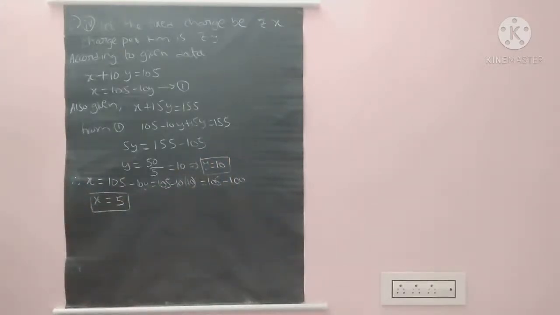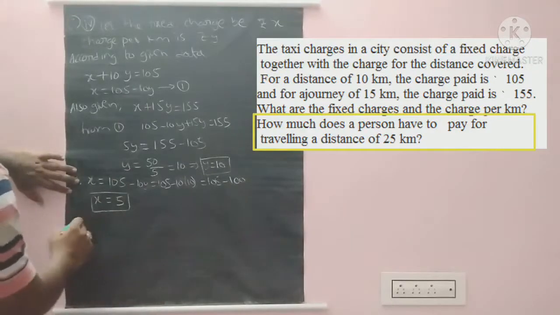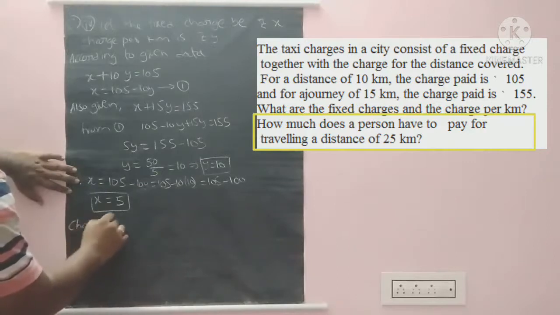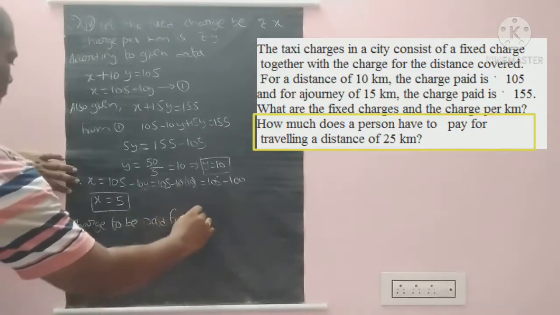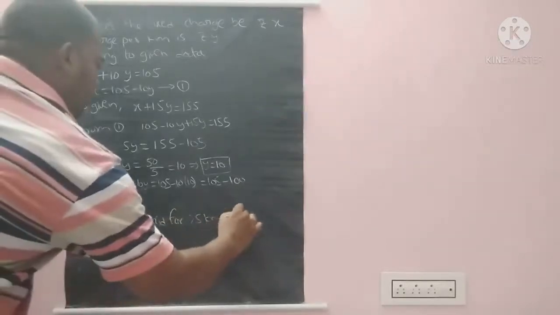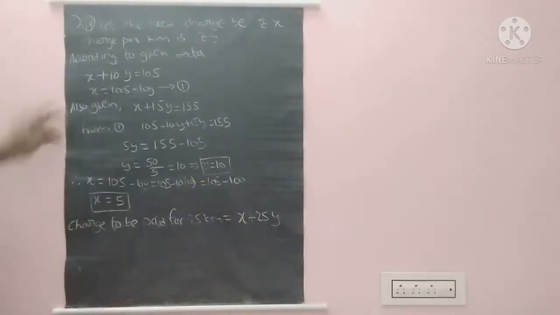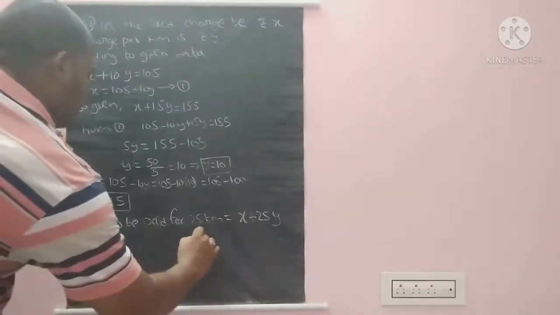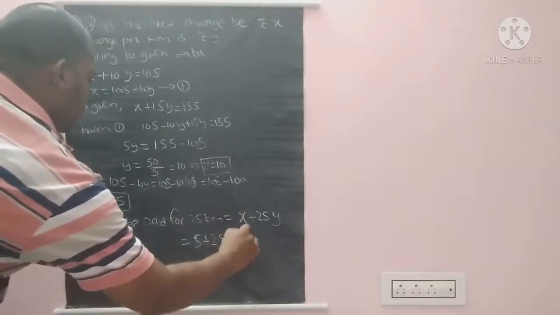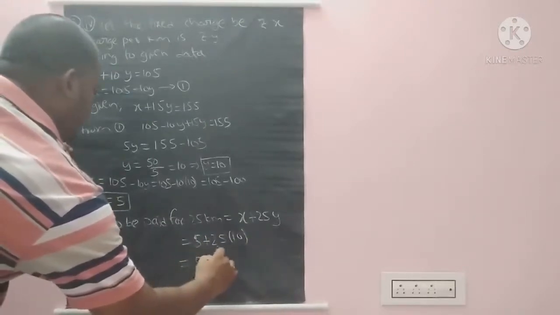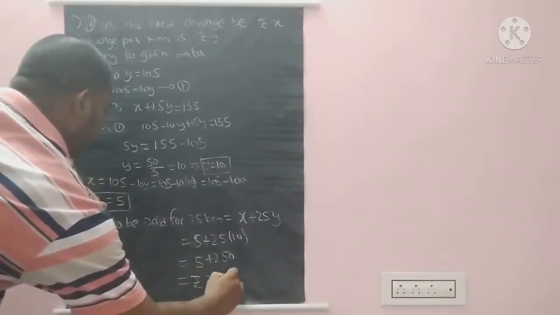Now they asked to find the cost for traveling 25 kilometers. That means the charge for 25 kilometers. So the charge to be paid for 25 kilometers equals the fixed charge plus 25y, because 25 kilometers we are traveling, for each kilometer y rupees. So 5 plus 25 into 10, this is 5 plus 250. Finally we need to pay rupees 255.